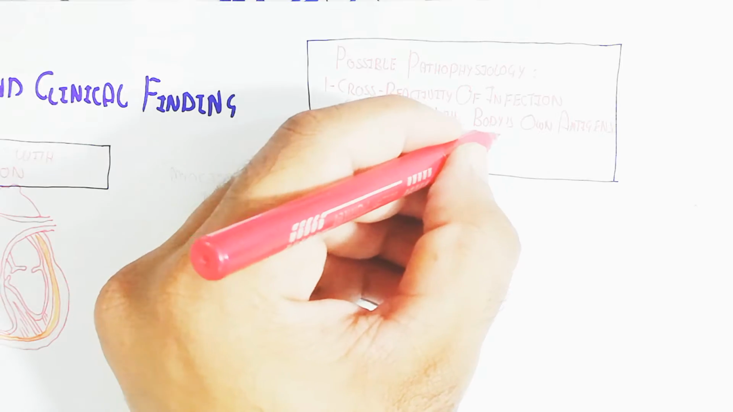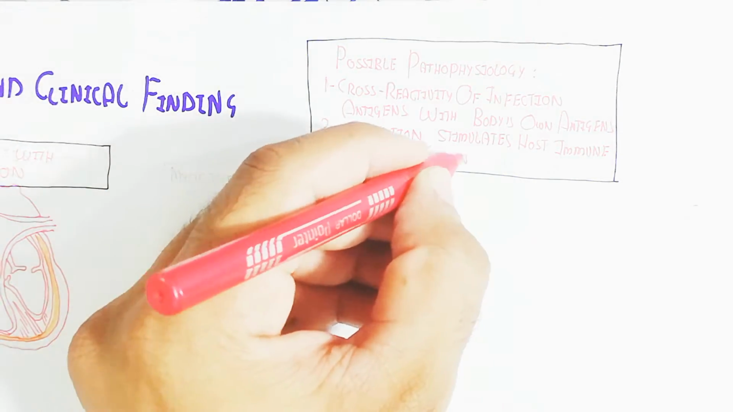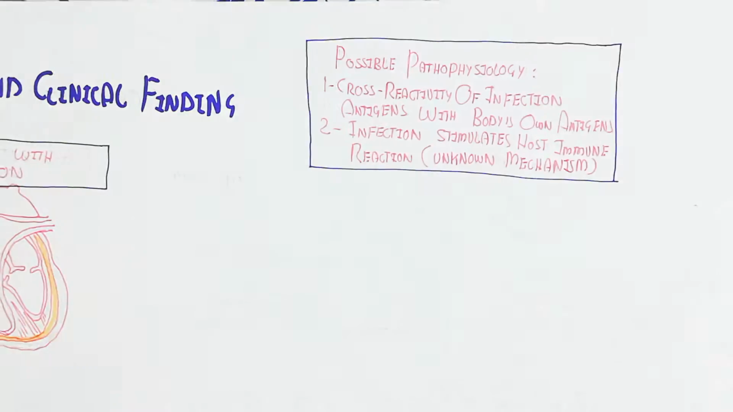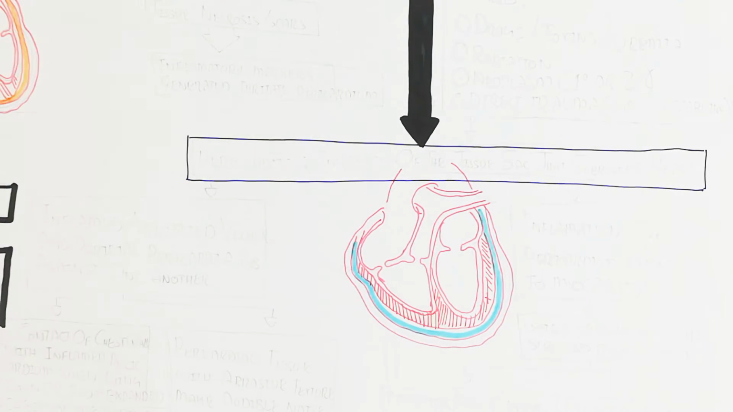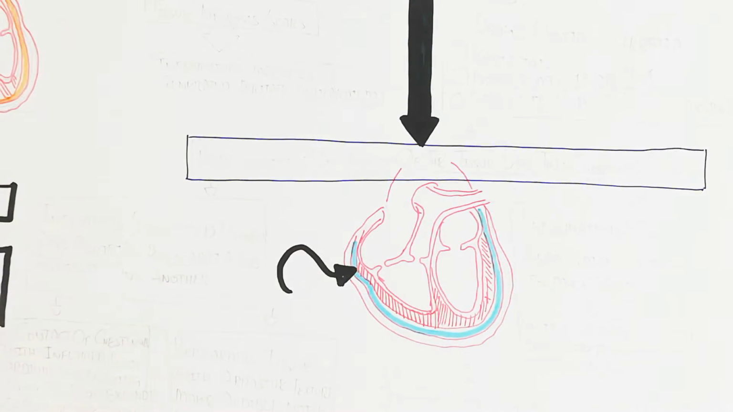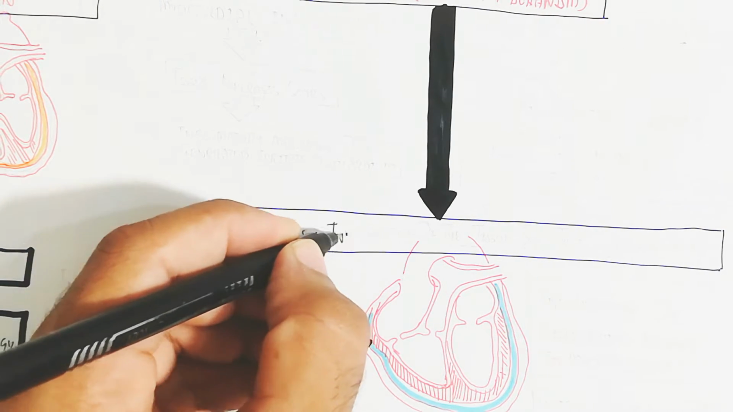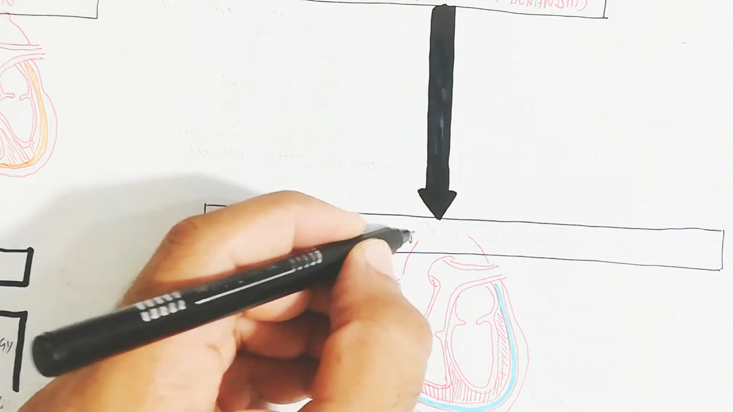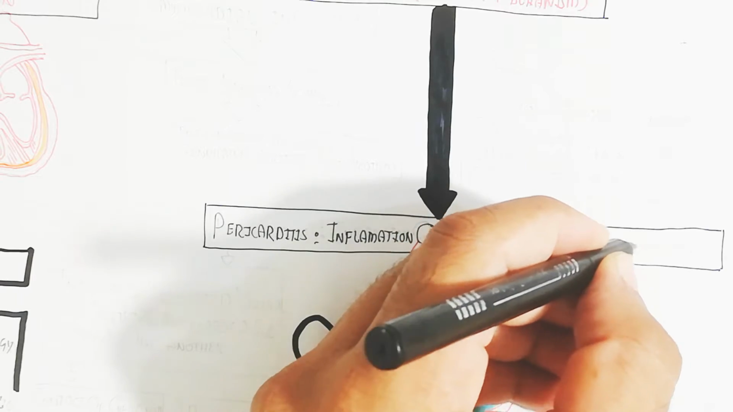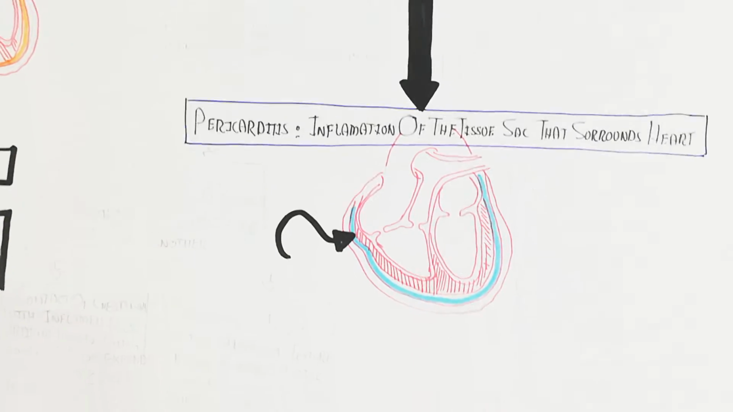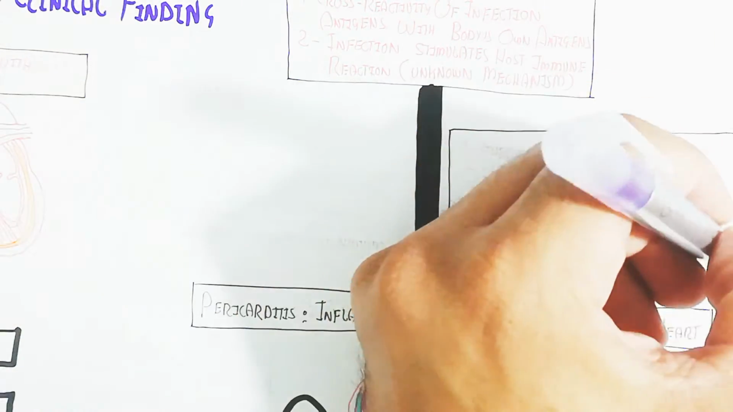So the possible pathophysiology: the reactivity of infection antigens with the body's own antigens, and the infection stimulates a host immune reaction through an unknown mechanism. But this will lead to pericarditis, the inflammation of the tissue sac that surrounds the heart. In this way, the heart will have a problem.